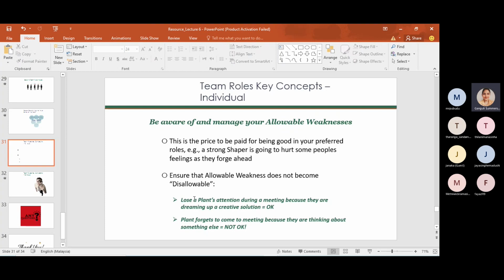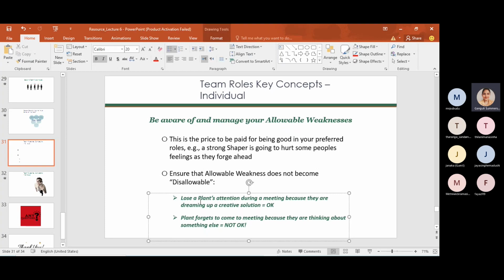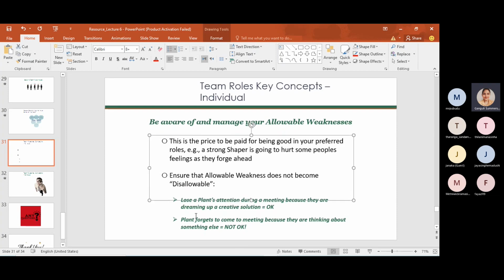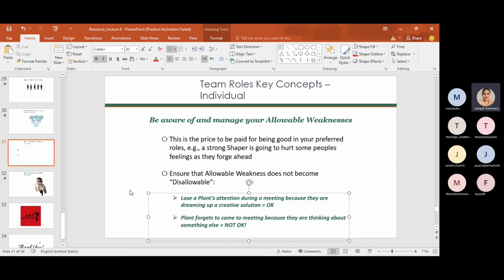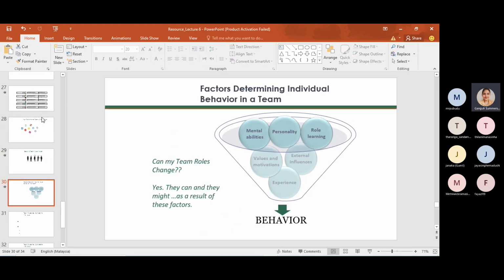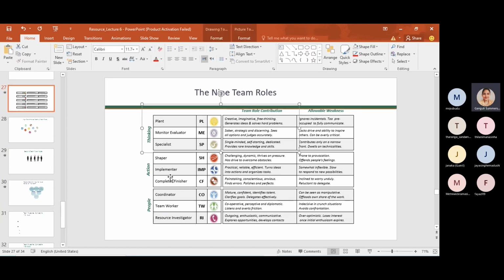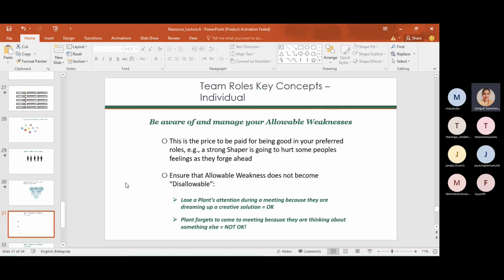For example, losing a plant's attention during a meeting because they are dreaming up a creative solution. If you are having a team meeting, in Belbin's team roles there is a role called plant, right? So let me show you. Plant is a person who is very creative and imaginative. During a team meeting, this plant might lose his or her attention on the meeting because he or she is dreaming about a creative solution for their teamwork.